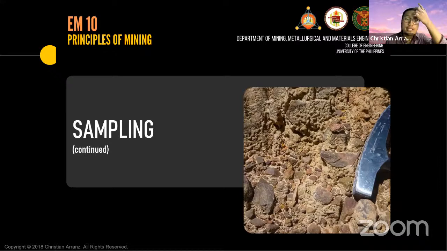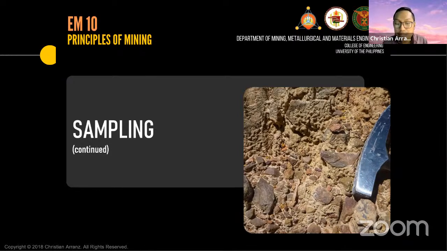Okay, so for today, we will continue talking about sampling, as well as go to a new topic called methods of reserve and resource estimation. Okay, so tuloy lang natin yung sampling.